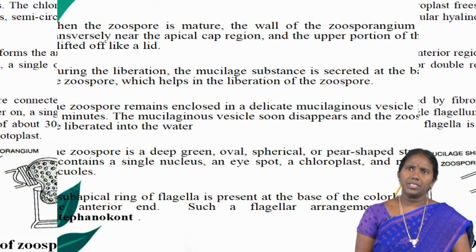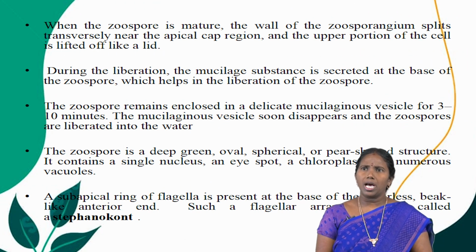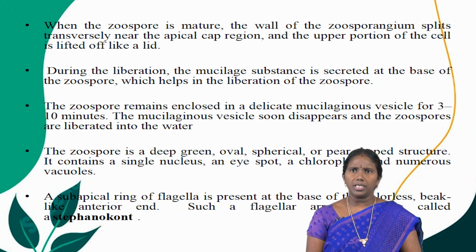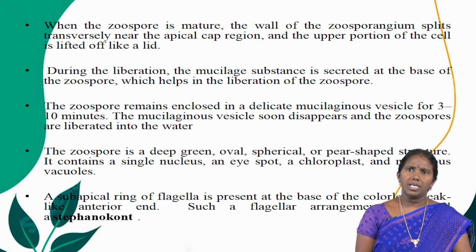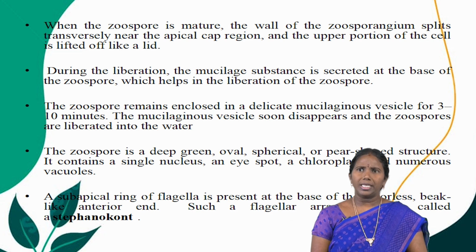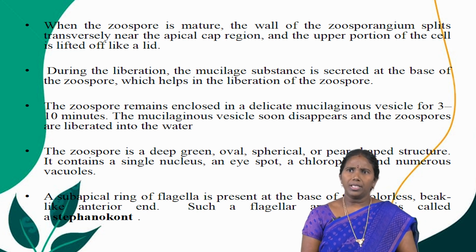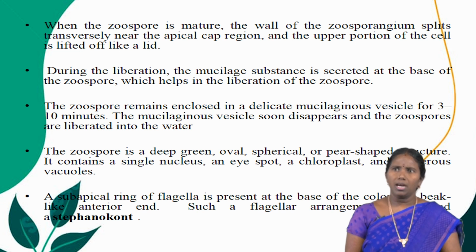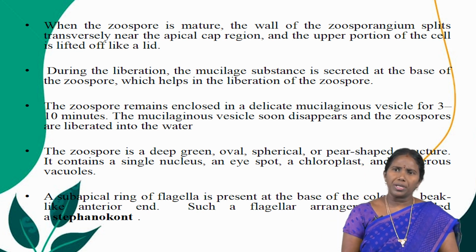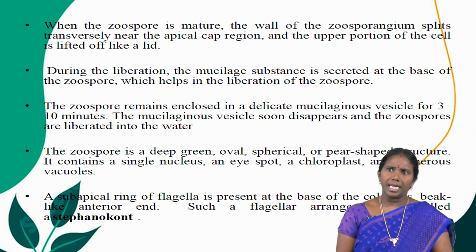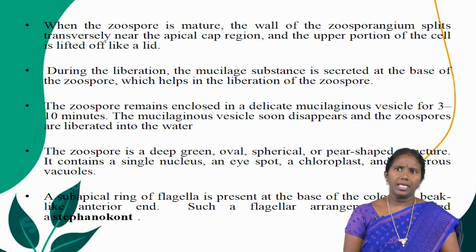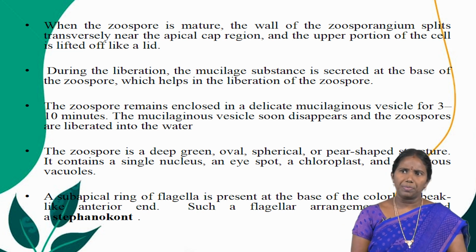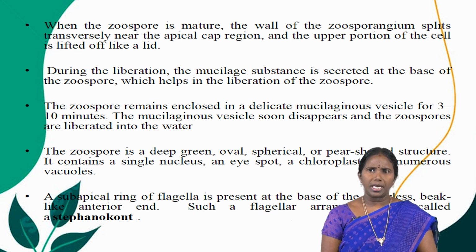When the zoospore is matured, the zoosporangium splits transversely near the apical cap region, and the upper portion of the cell is lifted off like a lid. During the liberation, a mucilaginous substance is secreted at the base of the zoospore, which helps in the liberation of the zoospore. The zoospore remains enclosed in a delicate mucilaginous vesicle for 3 to 10 minutes. The vesicle soon disappears and the zoospore is liberated in the water.